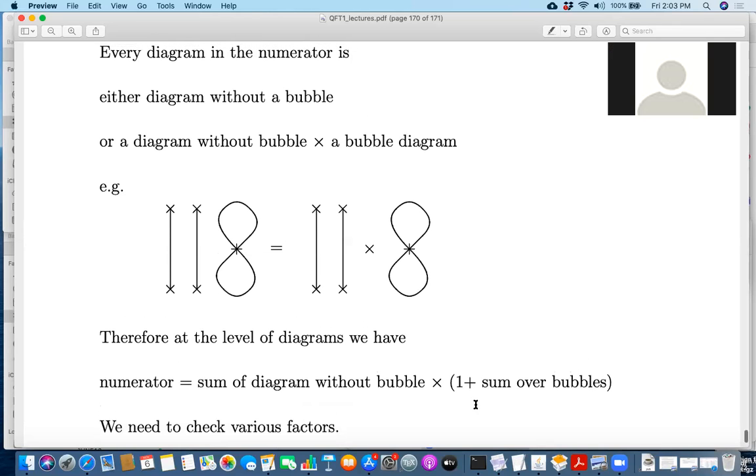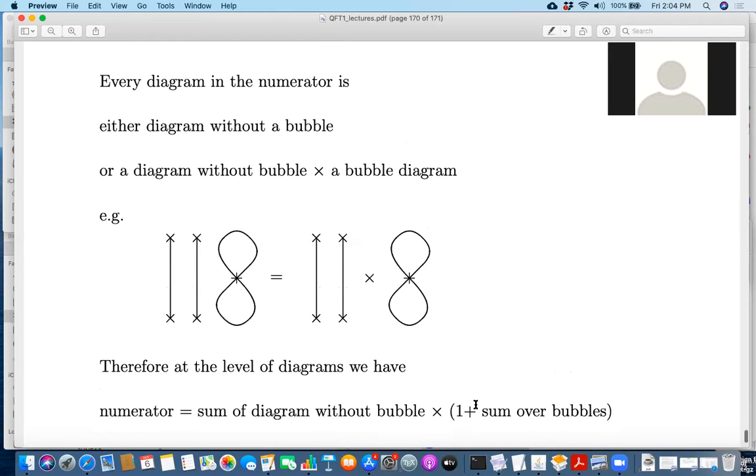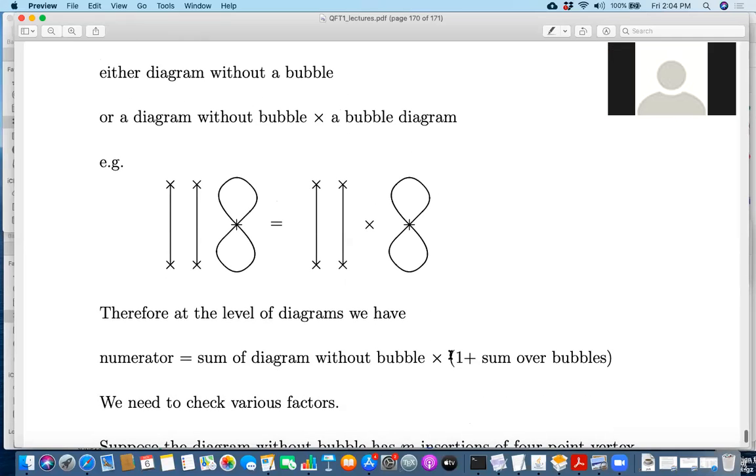There can't be any terms which do not appear in the second summation but appear in the first summation. If we look at the sum of diagrams without bubble plus the sum of diagrams without bubble times the sum over bubbles, yes, there cannot be any term which appears in the first sum but does not appear in the second sum.